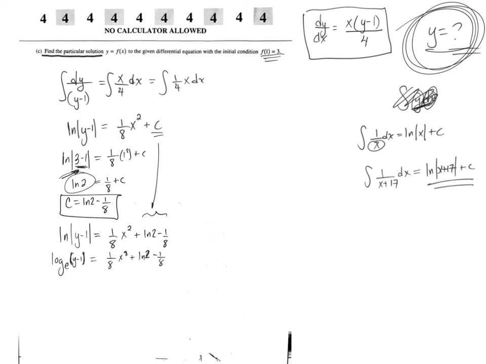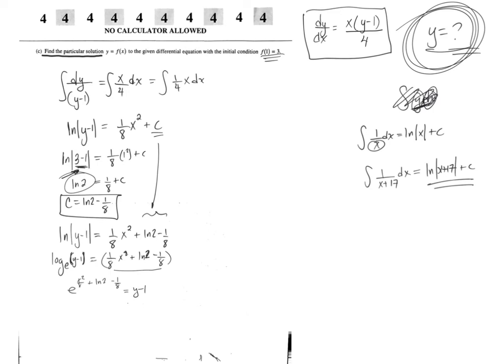So now we can say the base, which is e, raised to the answer, which is this mess. Let's call that x squared over 8, plus the ln of 2 minus 1/8, equals what you're taking the log of. So the base raised to the answer equals what you're taking the log of. That's my little mantra. The base raised to the answer equals what you're taking the log of. So e to that answer equals y minus 1.